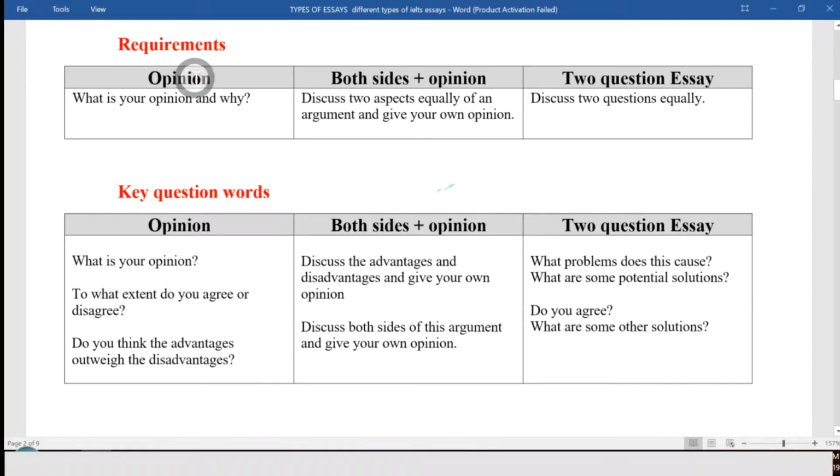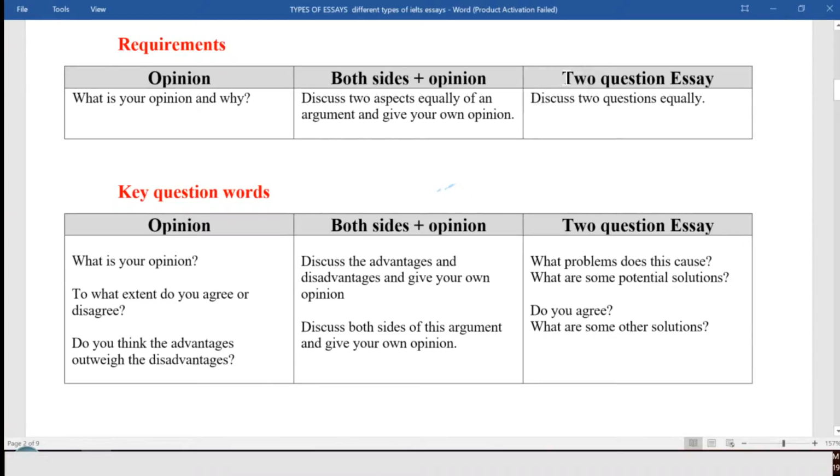So we've got our opinion essay that just asks for our opinion only, and nothing about what other people's opinions might be. And then we've got our both sides and opinion essay, which is essentially what are the arguments, what are the two sides of an argument, and then what's your personal opinion on this.